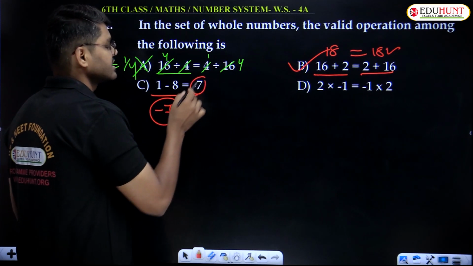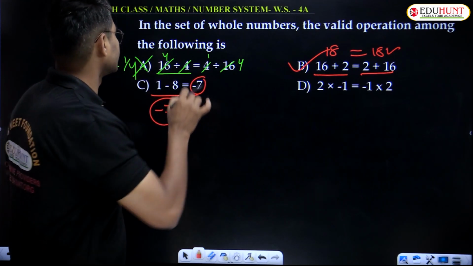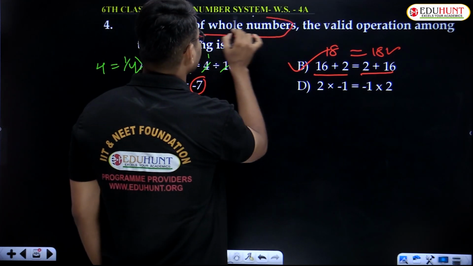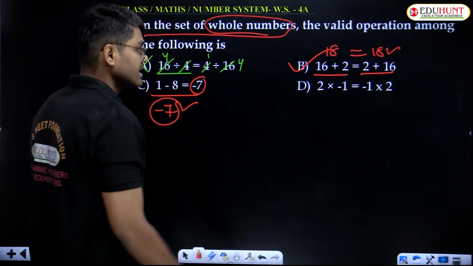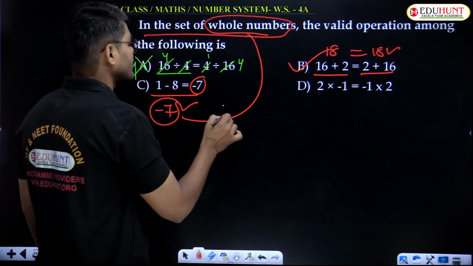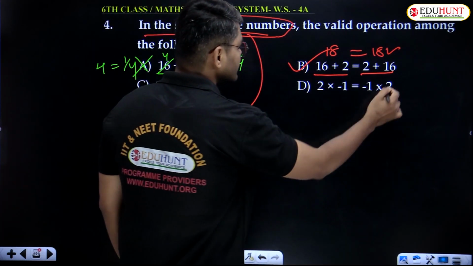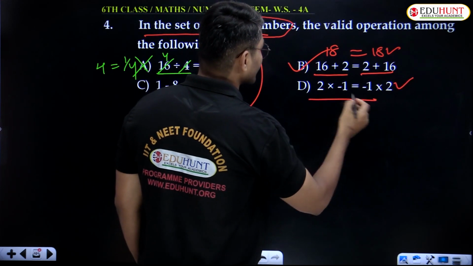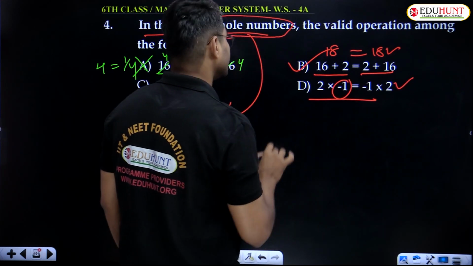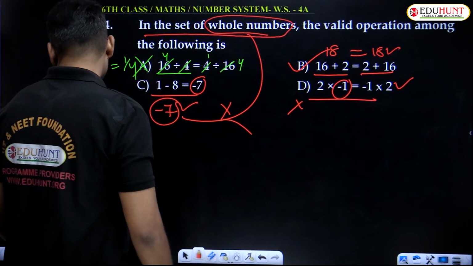But minus 7 is not included in the whole numbers. The question is in the set of whole numbers. Remember, in set of whole numbers, this is not at all possible. Okay. This is also possible, but in set of whole numbers, minus 1 is not included. That's why it is not. Let's move to the next one.